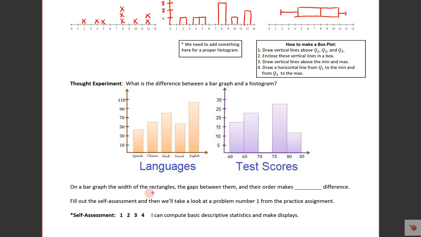Now remember, on a bar graph, the width of the rectangles, the gaps between them, and the order make no difference whatsoever. Whereas if we switch the rectangles with the two of these, that would mean something completely different. But if we moved English and French, that wouldn't make any difference at all. Okay? Now what I'd like you to do is fill out the self-assessment, and then we're going to take a look at problem number 1 from the practice assignment.